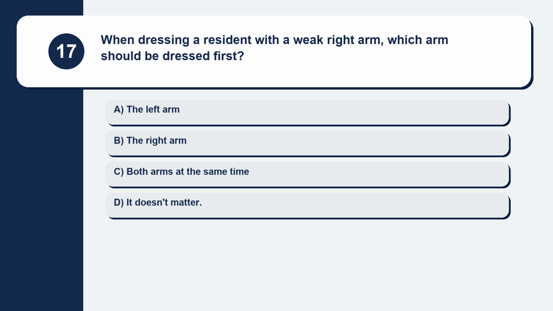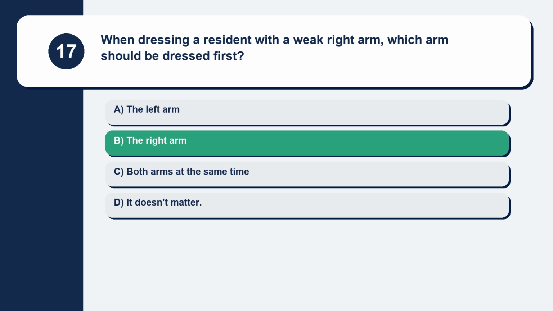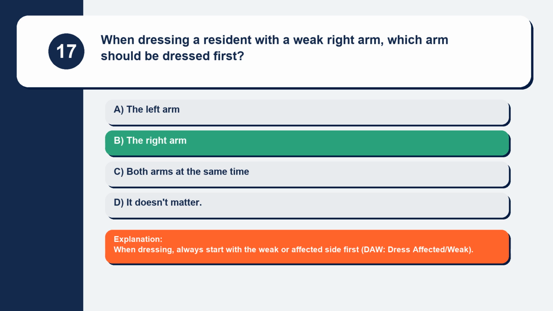Question 17. When dressing a resident with a weak right arm, which arm should be dressed first? The left arm, the right arm, both arms at the same time, it doesn't matter. When dressing, always start with the weak or affected side first. Dress affected/weak.